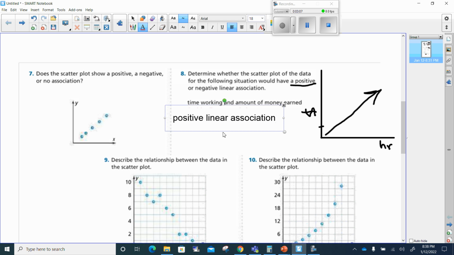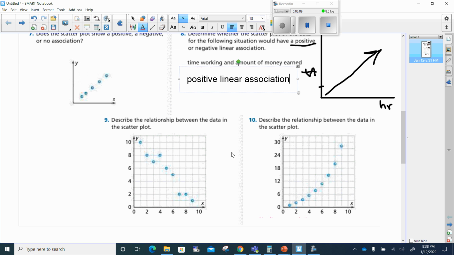All right. Let's go ahead and go to number 10 now. Describe the relationship between the data and the scatter plot. If I was going to describe this, I would say that this is not a line, it's non-linear, but there is an association, isn't there? It's curving all on this arc here. So I would say it's a non-linear association. I could even say it's a positive non-linear association if I wanted to.